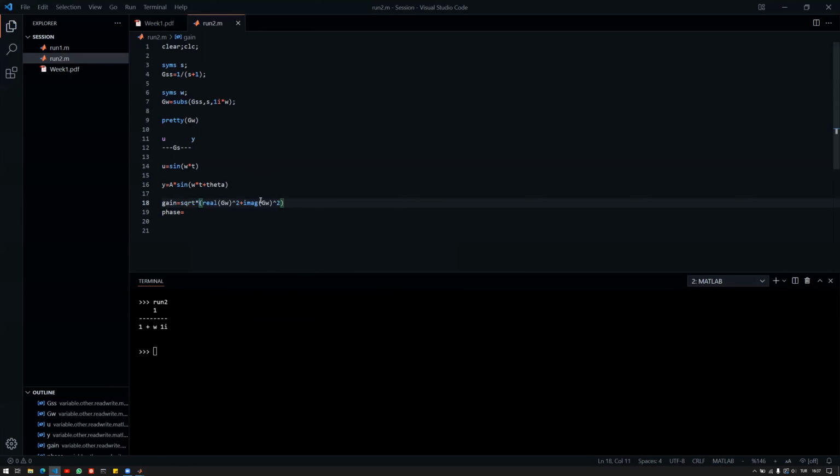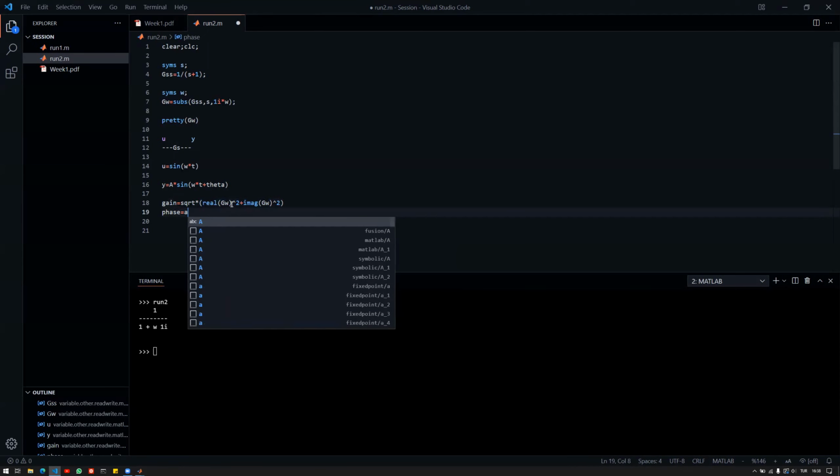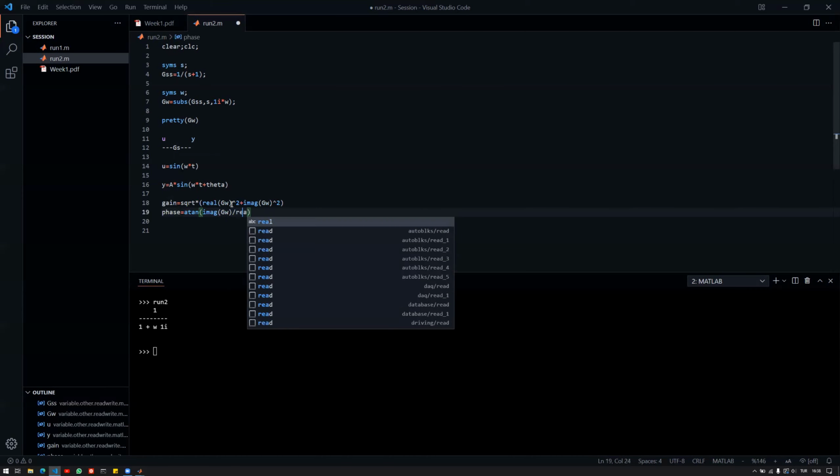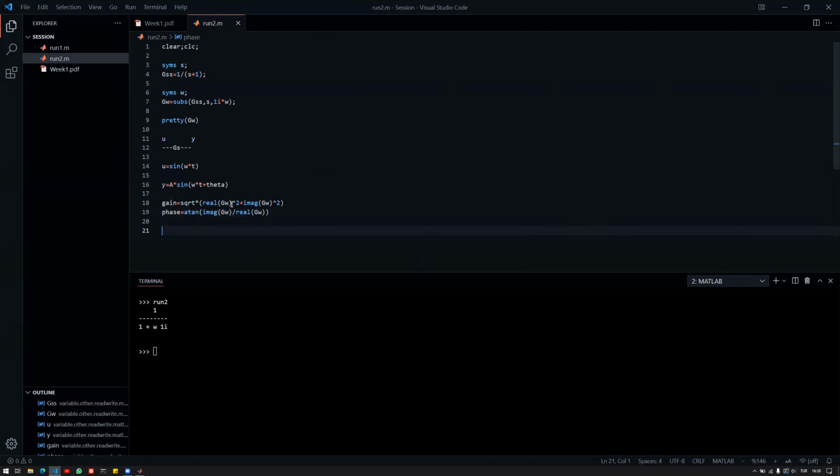Now you can see that this will be basically a function of omega, and that's it. And the same applies here. We will have a tan of the imaginary part of g omega divided by the real part of g omega. So this will also be, again, a function of omega. Now, this helps us to determine what the output will look like. So this helps us for a certain frequency.